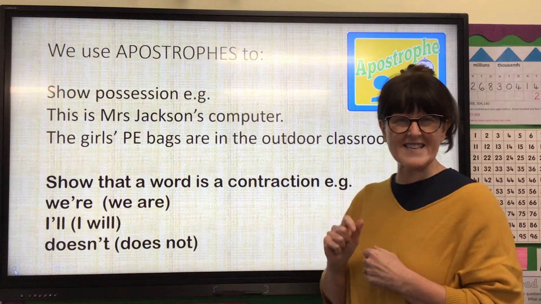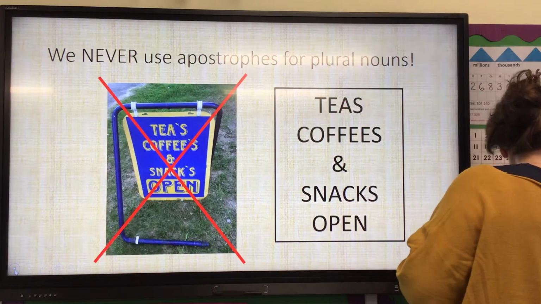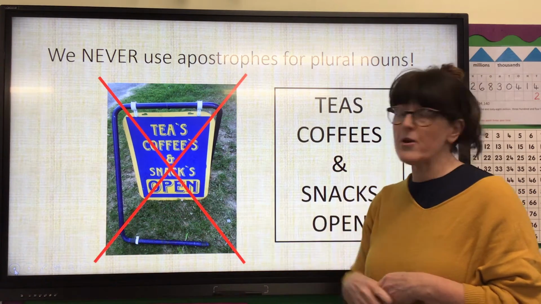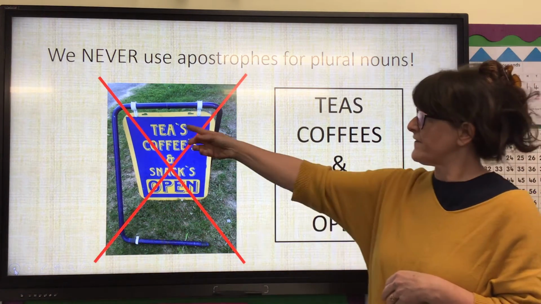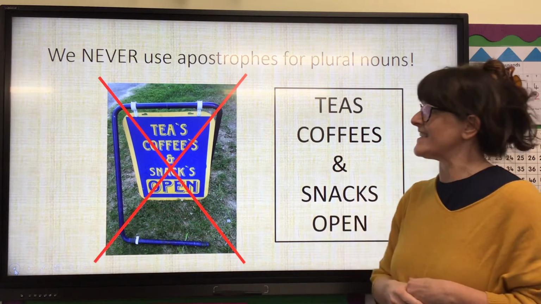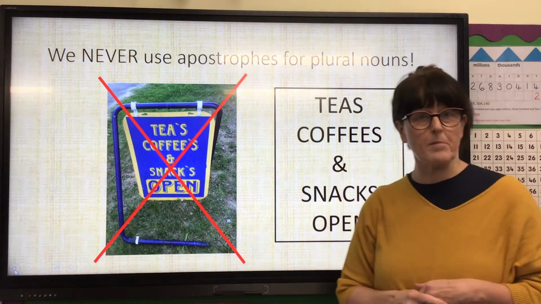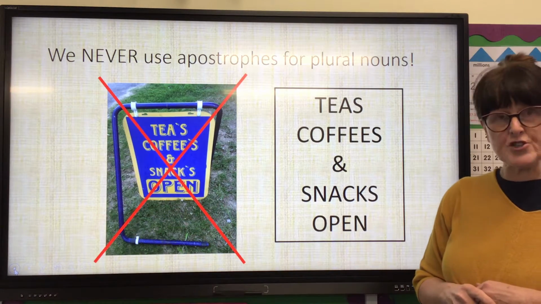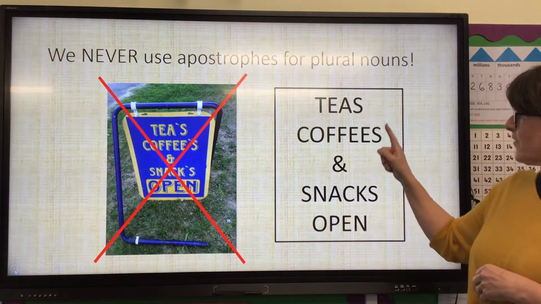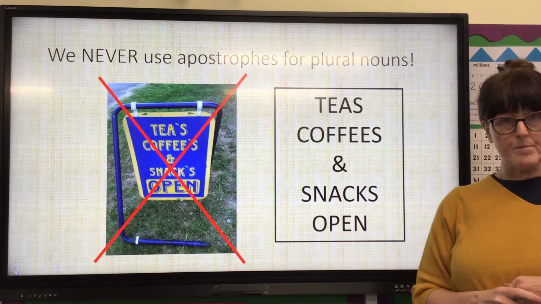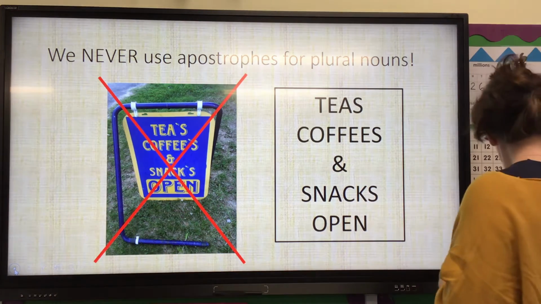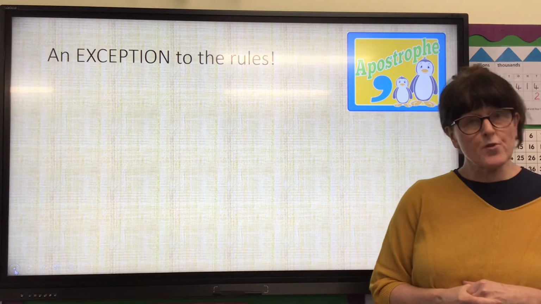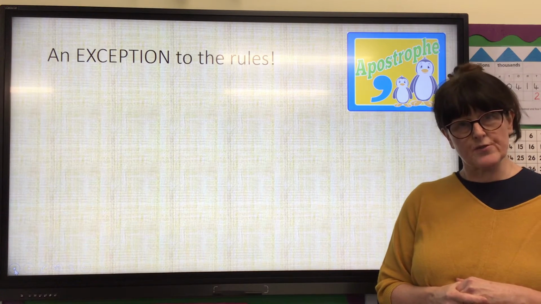So let's go back to that sign. These are simply plurals. It shows us that this cafe sells teas, coffees and snacks, and we never use apostrophes to show plural nouns. What the sign should have said is teas, coffees and snacks, open. However, like with all rules, there are exceptions to the rule.